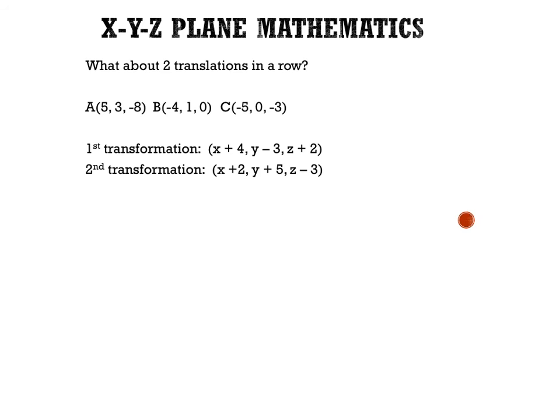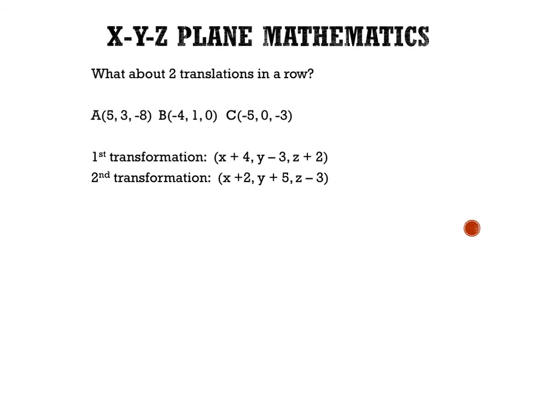All right, so the last thing that I want to talk about is what if I'm asking you to do 2 translations in a row. So I'm asking you to translate A, B, and C to one point, and then later on it gets translated to another point. How would we track that, and what would you do if I asked you to do 2 in a row? It's not that much different than what we were doing before.